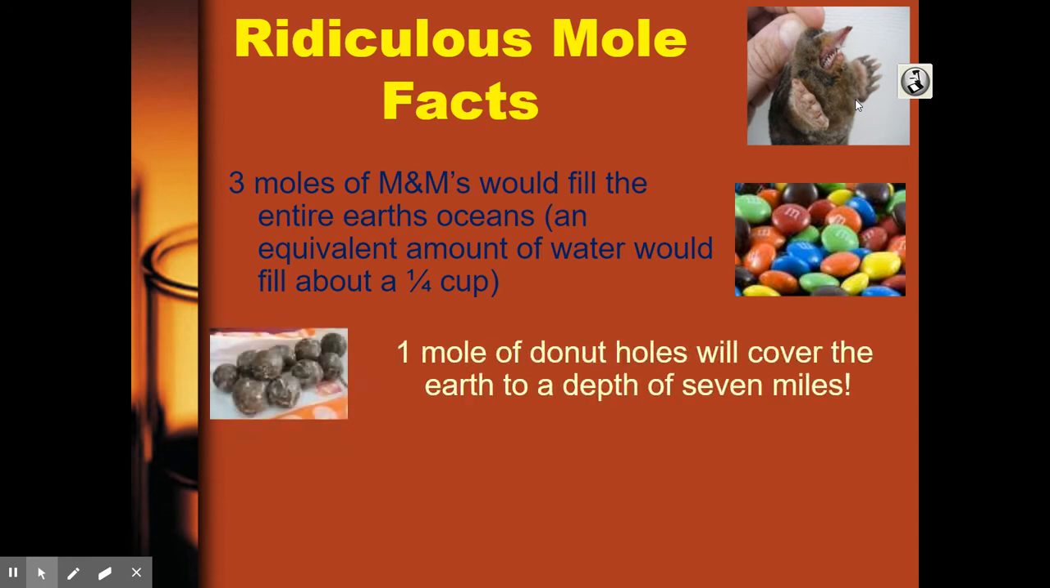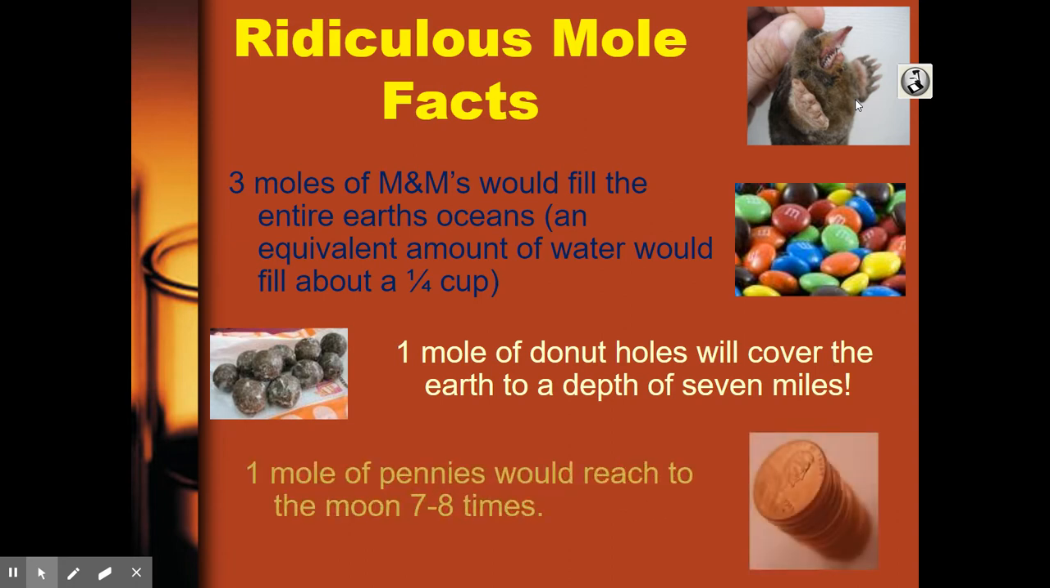A mole of donut holes. Everybody likes donut holes, I think, anyways. A mole of donut holes would cover the entire Earth 7 miles deep. So you'd have 7 miles of donut holes on top of you if we had a mole of donut holes. A donut hole is just that much bigger than an M&M. So that's how big this number is. A mole of pennies stacked like that picture would reach to the moon between 7 and 8 times. That's what a mole of pennies would be. And we'll talk later, on the next slide or the slide after, about how much money that actually is.